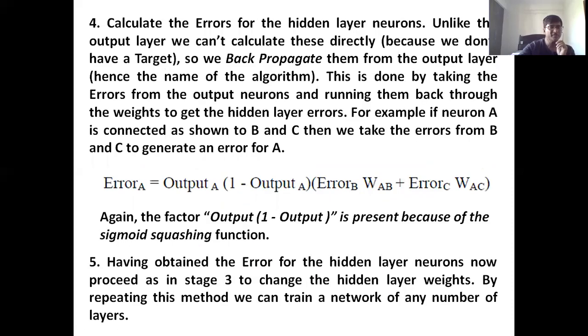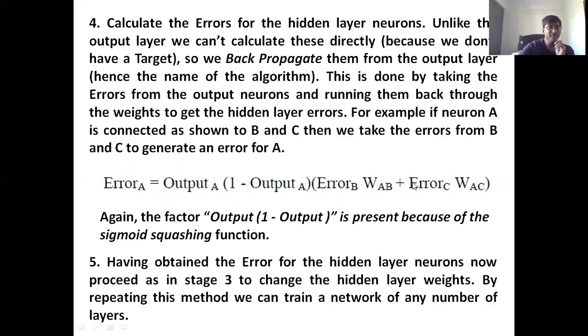So the formula that we would be using for calculating the error at A implies the same method, right? The output at A into 1 minus the output of A. And what is the error at B? We already calculated the error at the B neuron, right? And this WAB is not the old weight, it should have been W plus AB. This is the updated weight, right? So W plus AB.